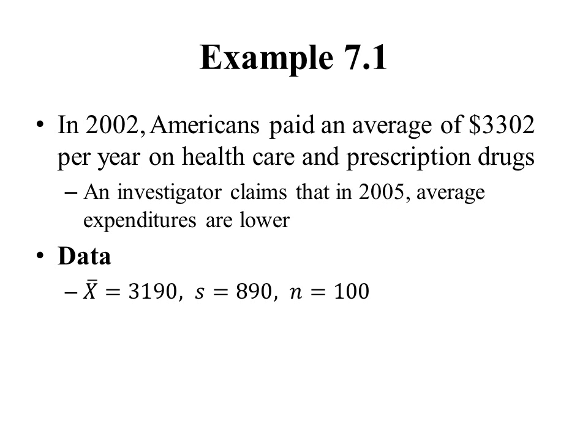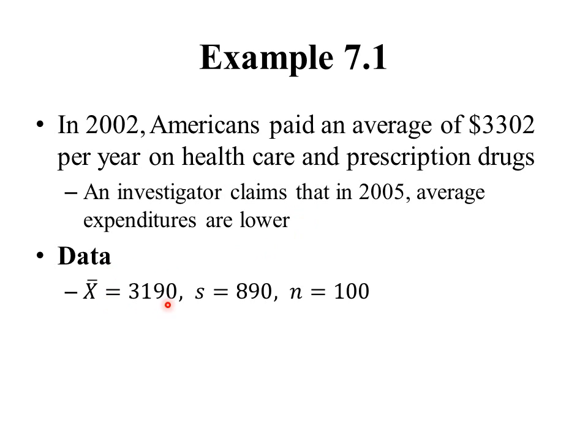In order to test this claim with 100% certainty, we'd have to go out and survey every single person in the United States in the year 2005, add up all their expenditures, divide by the total number of people, and that would give us our population mean. If that population mean were less than 3,302, then our claim would be true. But we obviously can't do that.